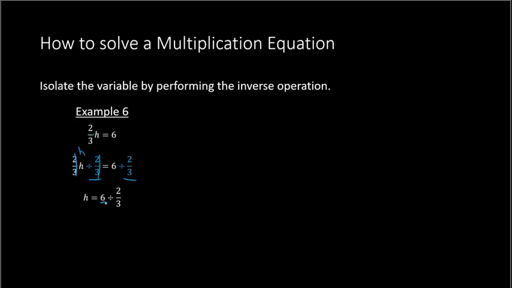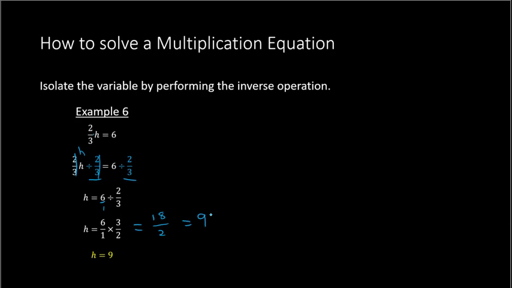Well, 6 is the same thing as 6 over 1, and when you divide by a fraction, that is the same thing as multiplying by the reciprocal. So we can think of that as multiplying by 3 over 2. And then you can multiply the top together. 6 times 3 is 18. The bottoms, 1 times 2 is 2. 18 divided by 2 gives you 9. So your solution is h equals 9.